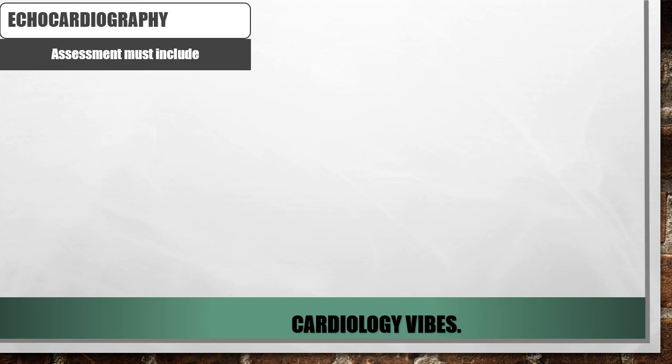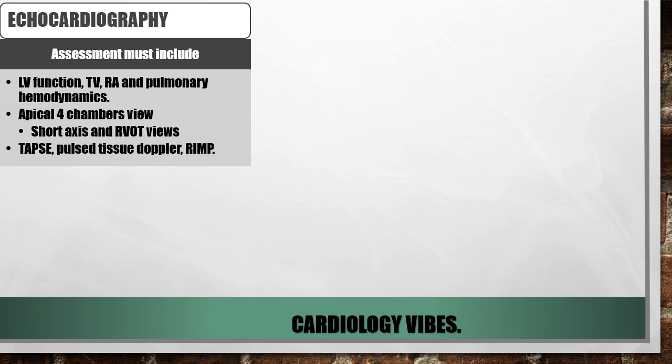But echocardiography should be comprehensive, and the assessment must include left ventricular function, assessment of the tricuspid valve, right atrium, and pulmonary hemodynamics. Apical four-chamber views are the most important views, along with the short axis and the right ventricular outflow tract views. The parameters which we usually calculate during echo assessment are TAPSE, the tricuspid annular plane systolic excursion, pulsed tissue Doppler, and the right ventricular index of myocardial performance.